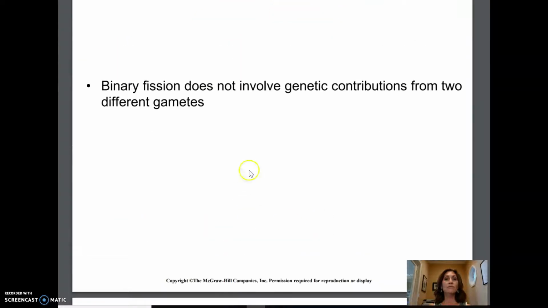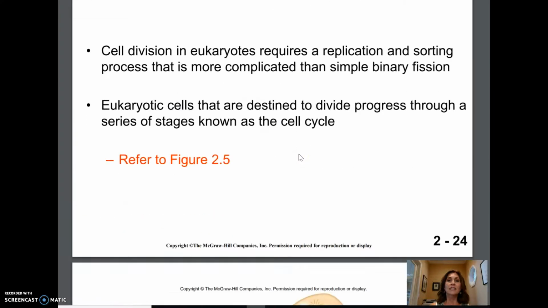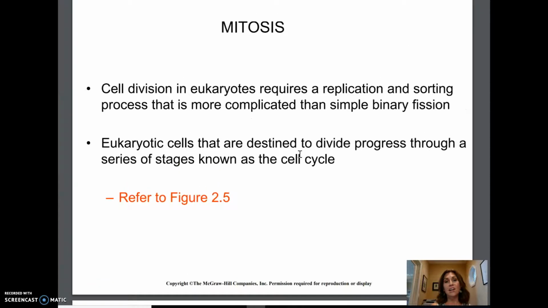So binary fission does not involve any fertilization. In other words, binary fission is only allowing the cell to copy itself and make as genetically identical an individual to itself as possible. Yes, there might be some gene mutation that occurs, but for the most part, you have two genetically identical cells. A more complicated type of cell division is called mitosis.